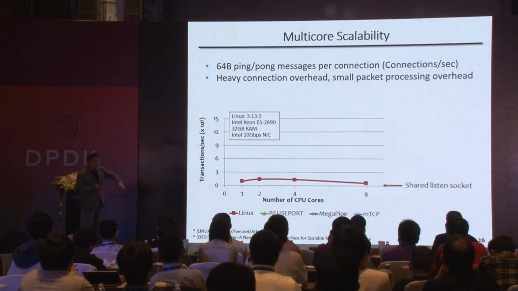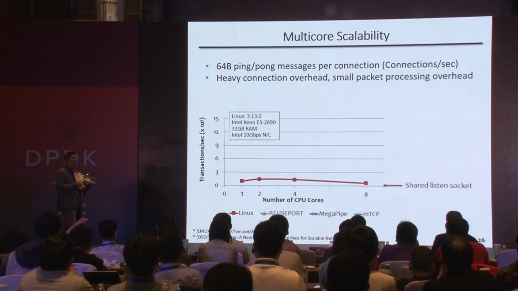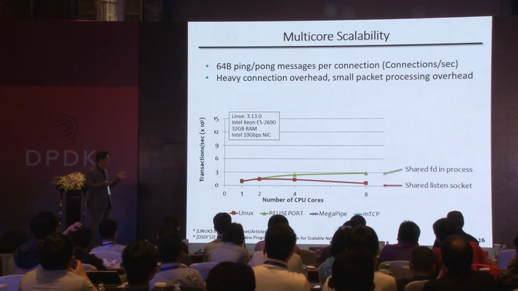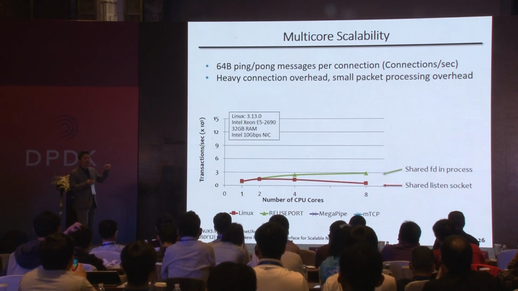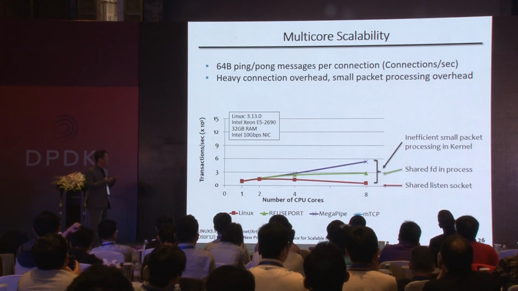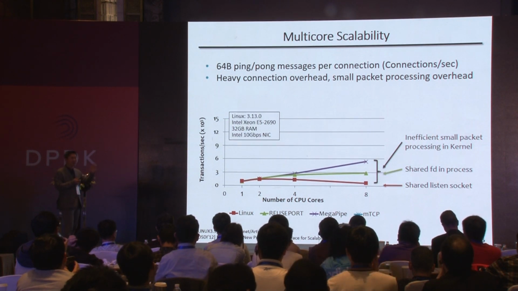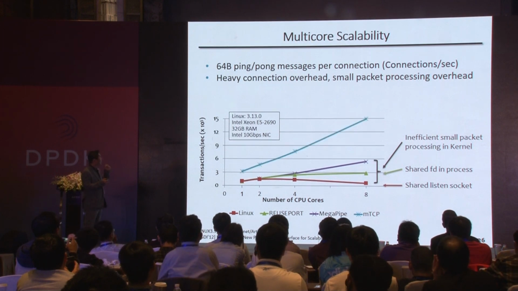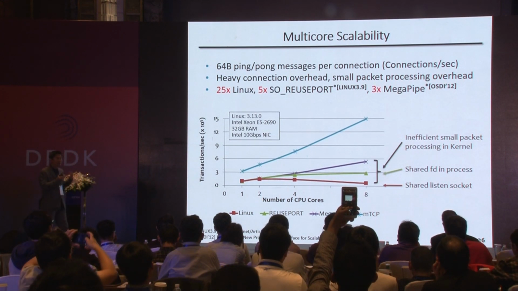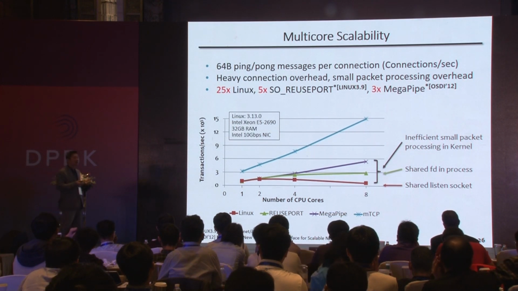The performance actually degrades, as we saw earlier, due to the shared listen socket and the contention in the shared resources. If you use reuse port, with a per-core listen queue per thread, it improves performance a little bit, but there's a limitation. If you use MegaPipe, which is the latest work before ours, it shows linear scaling, but the slope isn't that steep. But if you use our stack, it improves performance a lot: by a factor of 25 over the existing kernel, and a factor of 3 over the latest research work in this harsh environment.